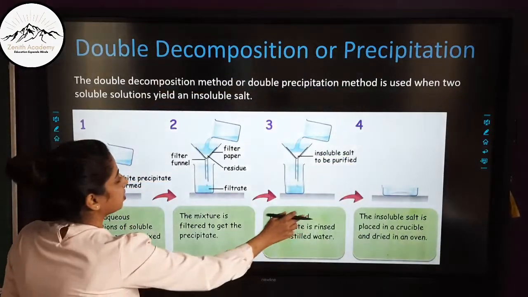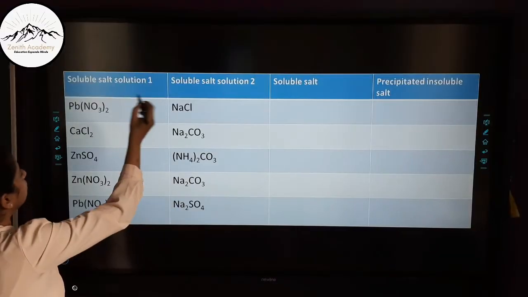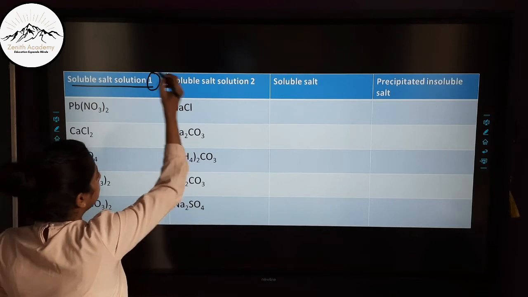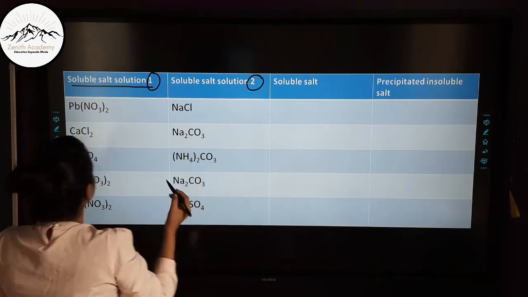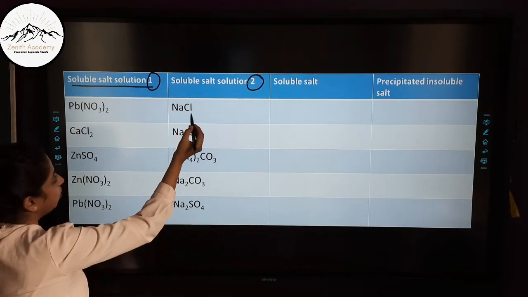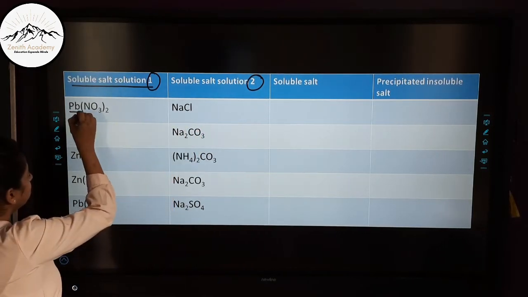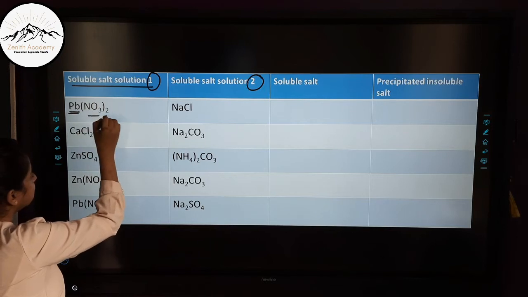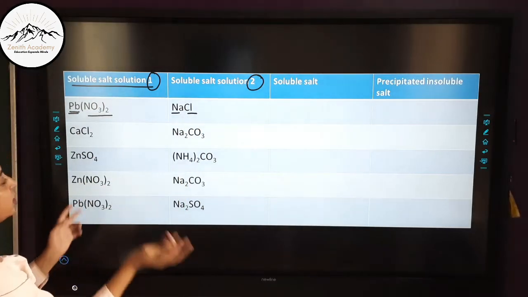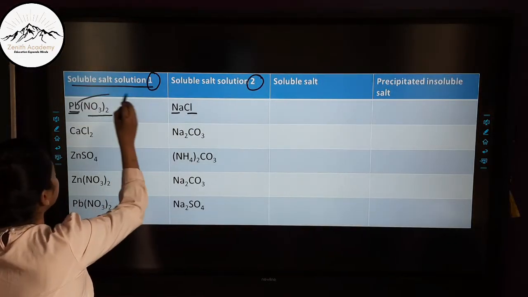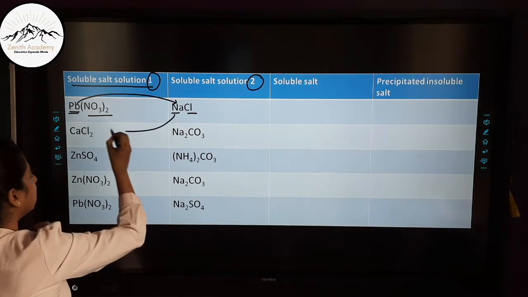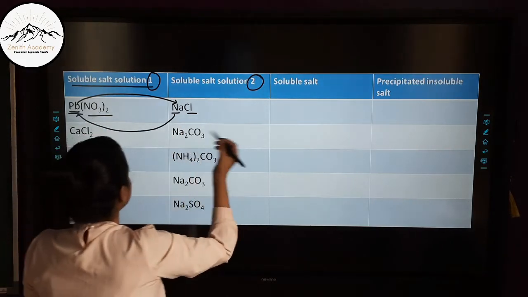Now let's see some examples of this method. So there are 2 salt solutions, soluble salt solution 1 and soluble salt solution 2. Here you can see this is lead nitrate and this is sodium chloride. So what do you do? This is the cation part and this is the anion part. Just exchange the ions. If lead comes and takes the place of sodium, sodium will take the place of lead. So let's see.